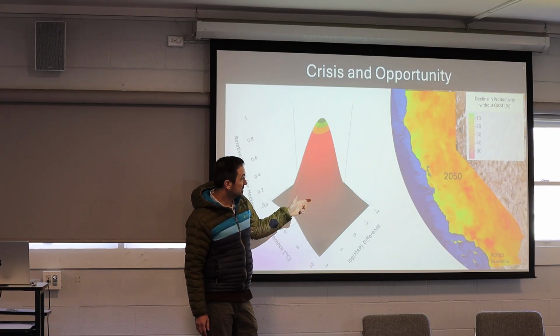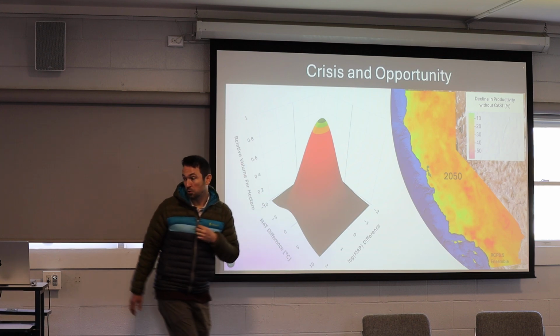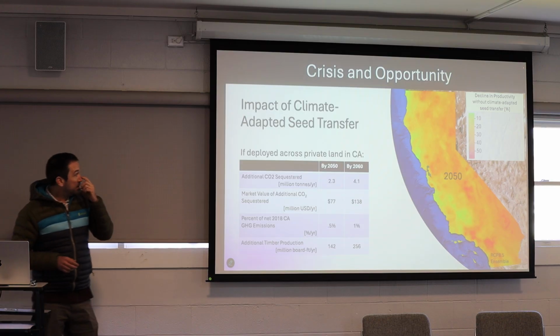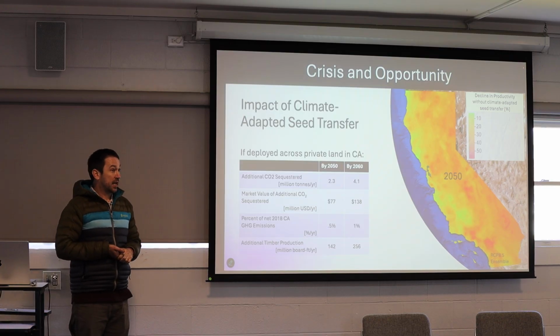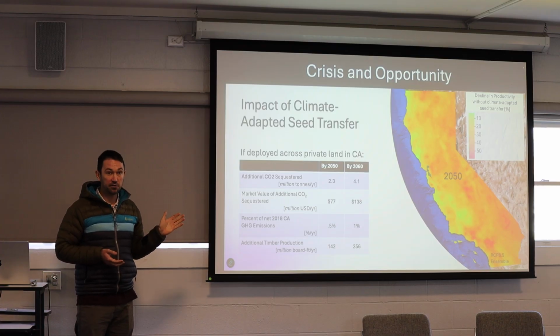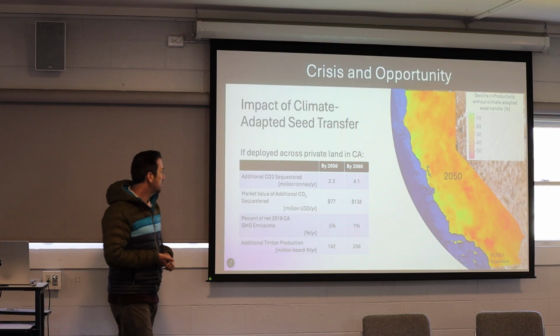In some locations, there is in excess of a 50% decline in productivity for local seed sources in the absence of moving seeds around. But that represents both a crisis and an opportunity, because in areas where we're already doing reforestation, the simple intervention of switching up the seed source can lead to much better outcomes.